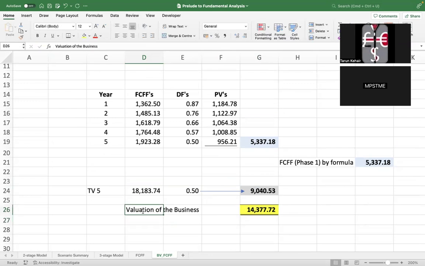So I want you people to view this as a natural extension to the last lecture, that first you estimate the free cash flow, then you forecast the cash flow within the forecasting period, and then you arrive at a terminal growth. And once you add the current value of both the phases, you will arrive at the business valuation. Okay. Thank you.